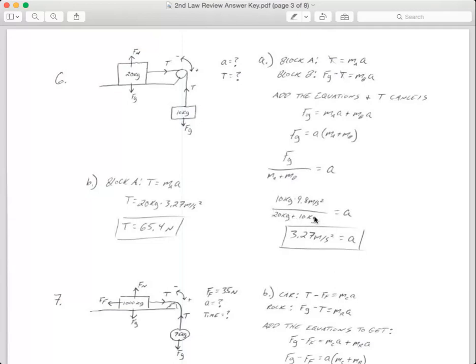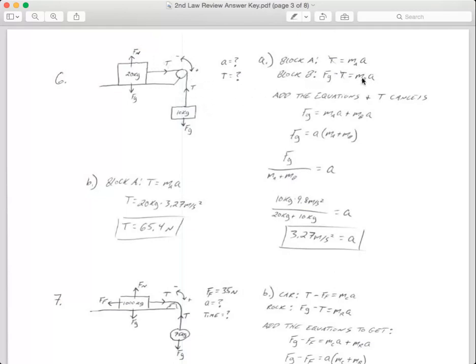And when I do a little bit of division, I get 3.27 meters per second squared for the acceleration of the system. Part B says, well, what's the tension in the rope? Because if we were going to set something like this up, maybe we want to make sure we have a rope that can hold both of these things so that it doesn't snap. How would I do that?